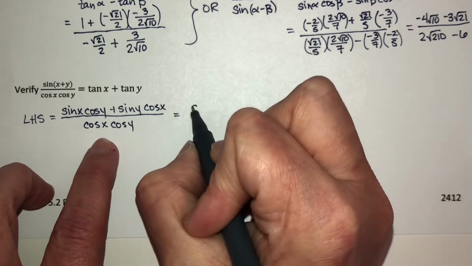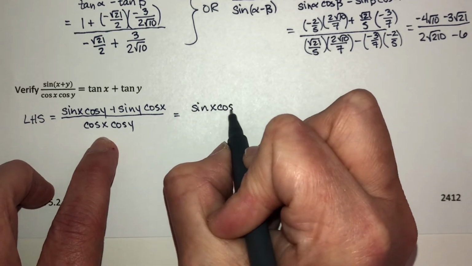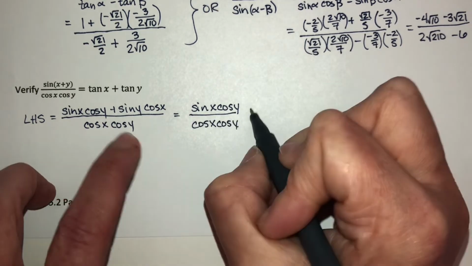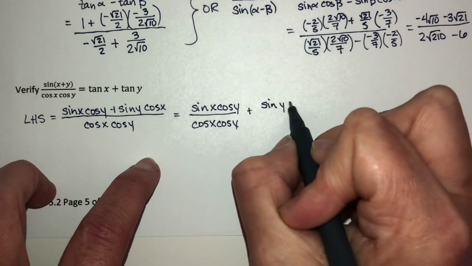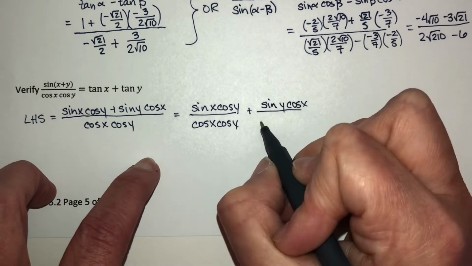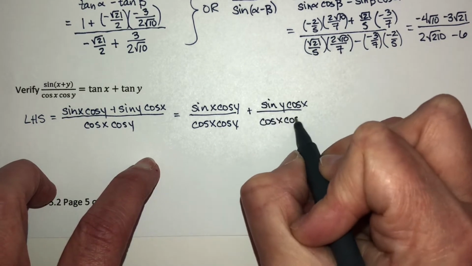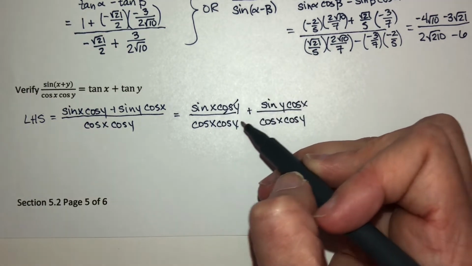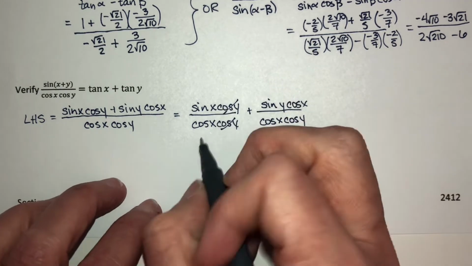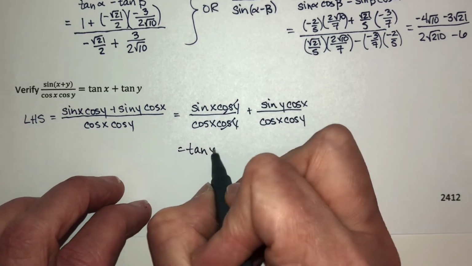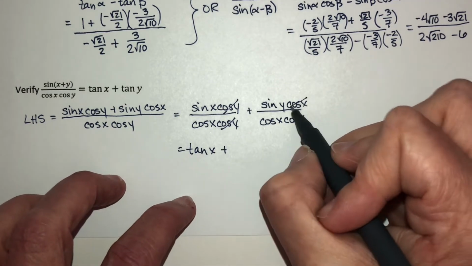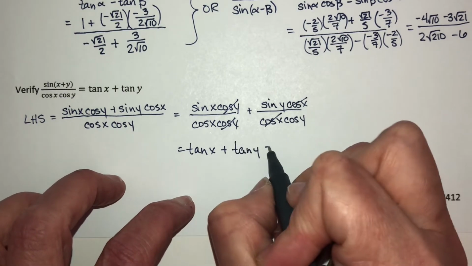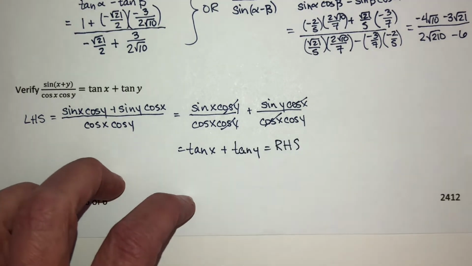Now if we split this up into two fractions, our cosine y's cancel out here. We have sine x over cosine x, which is tangent of x, plus, and here our cosine x's cancel out. We have sine y over cosine y, which is tangent of y, which is our right-hand side. So this is proven.